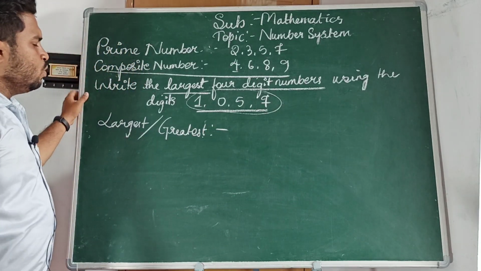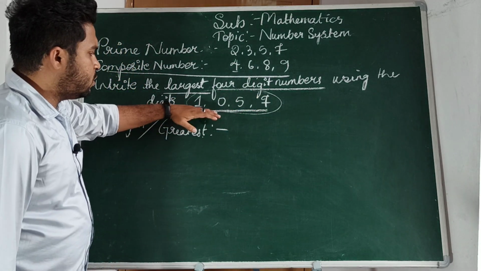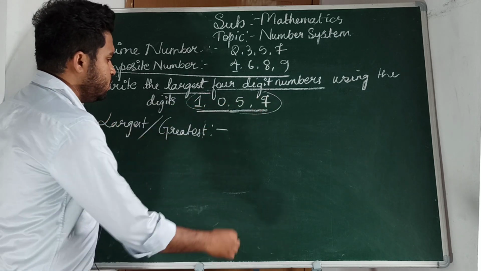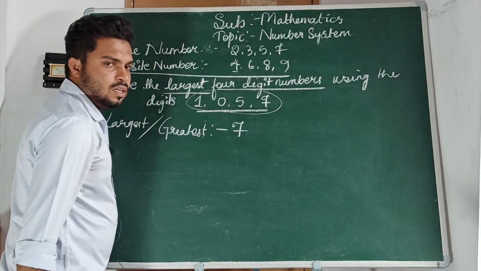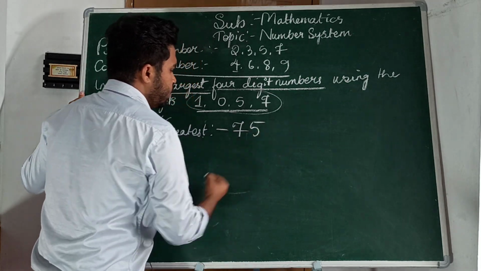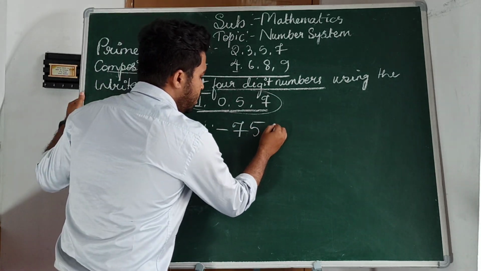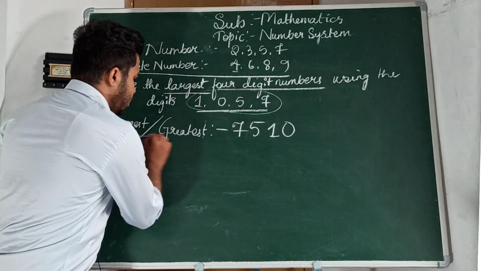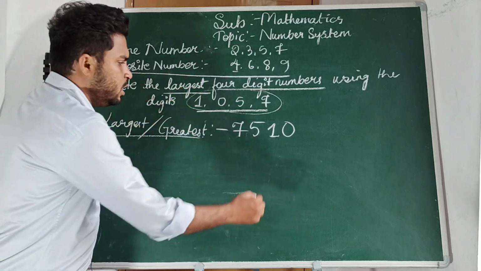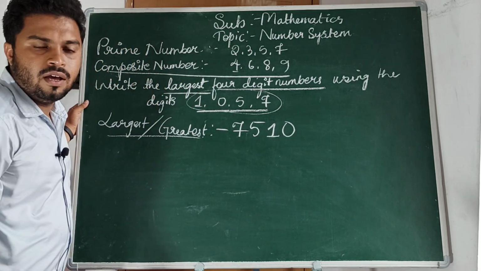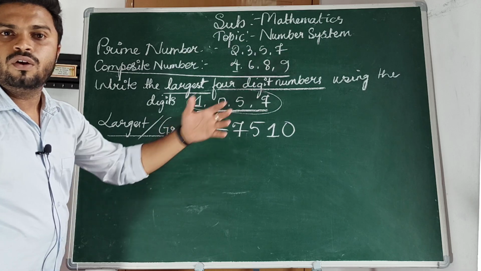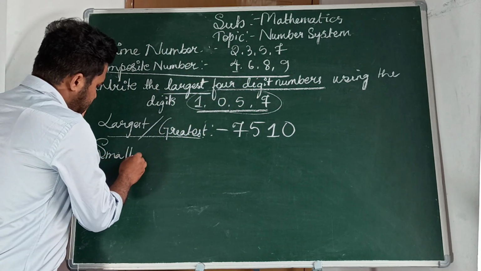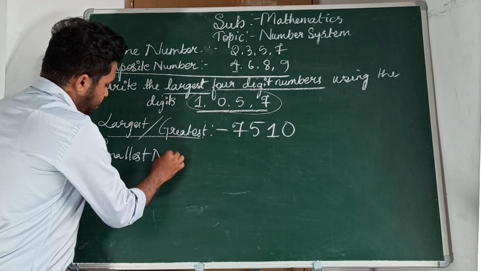So which is greatest among this? If you see the numbers 1, 0, 5, 7. Which is greatest? 7 is greatest, then 5, then 1, then 0. Now in the next question they will give another option, like, for the same number find out the smallest number.